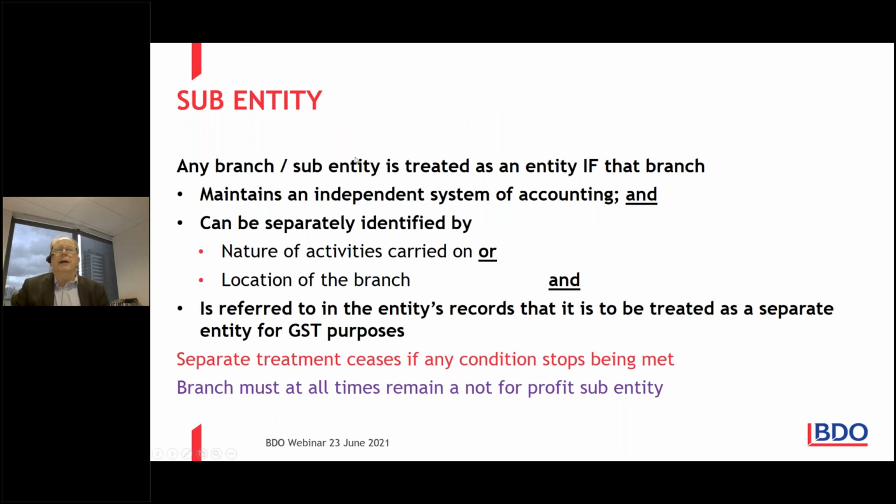So a branch or sub-entity is treated as an entity in its own right for GST registration purposes if, and it's a big if, it does certain things. One, it must maintain an independent system of accounting from the main entity. So on some of those that I've looked after, we have two MYOB files, for example, one for the main entity and a separate one for the sub-entity.